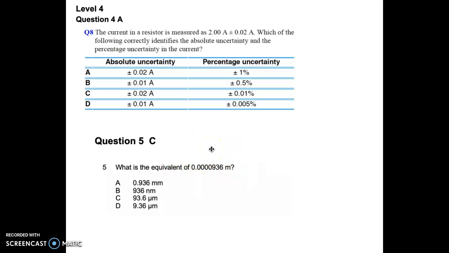Question five, what is the equivalent of this number? So the first thing to do is to express it in scientific notation, which would be 9.36 times 10 to the minus 5. That's not an answer because they give you the prefixes. This is milli, times 10 to the minus 3, micro, times 10 to the minus 6. Well, it's definitely not 9.36 times 10 to the minus 6 because it's actually minus 5. So the correct answer is C because it's 93.6 times 10 to the minus 6. It's actually not a level 4 question. It's a little bit harder than that.